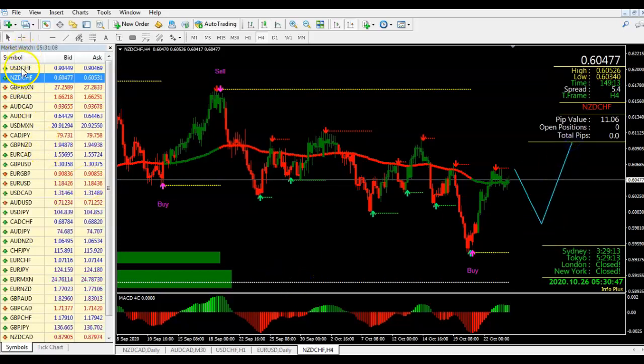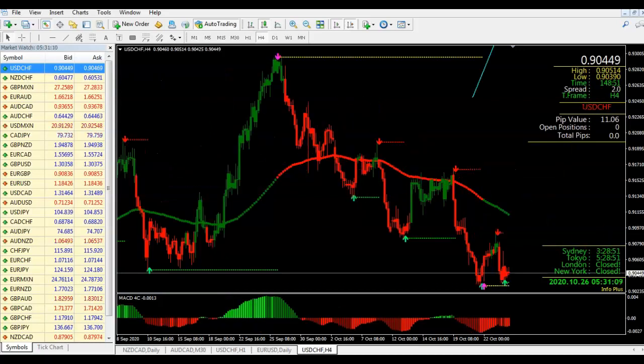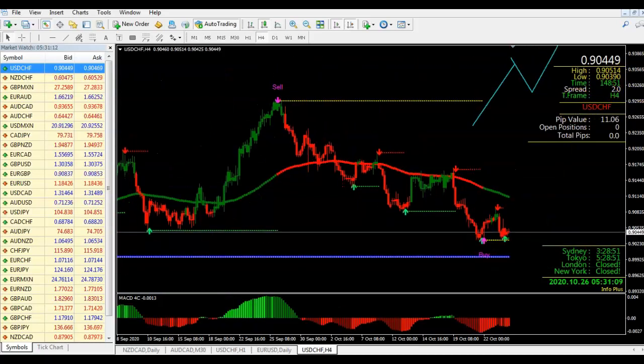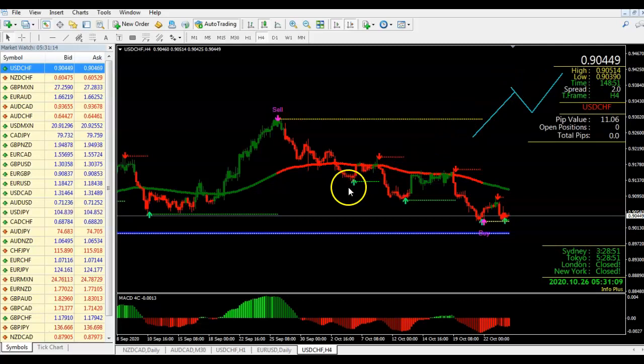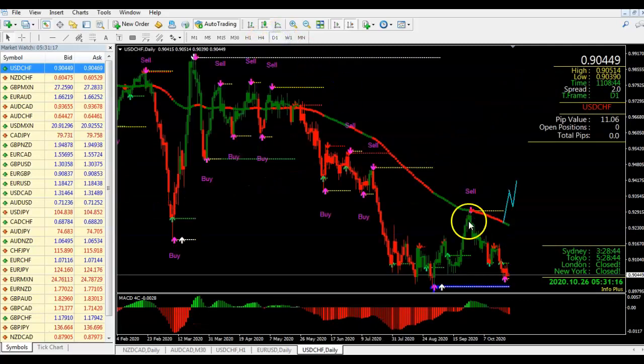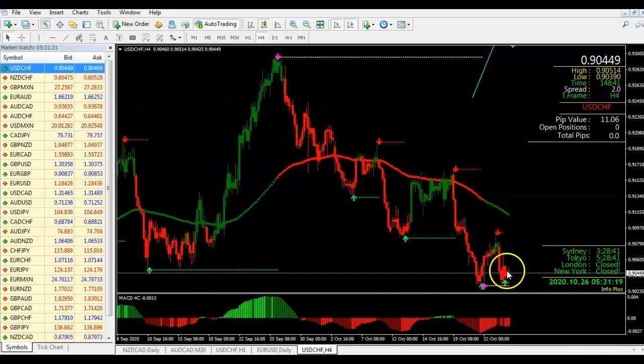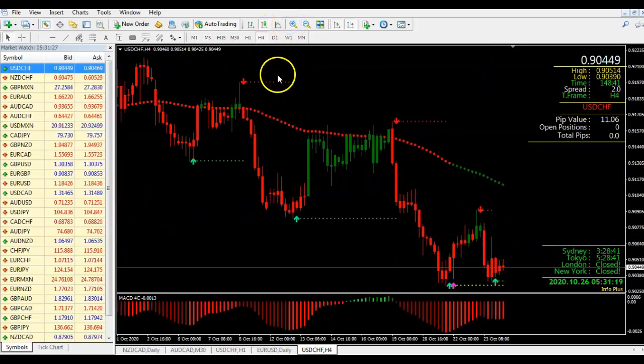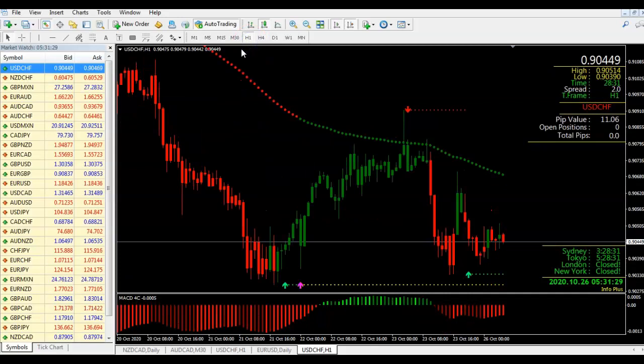For NZD CHF and the USD CHF, what do we have? Okay, in the USD CHF, we have a master trend coming up, and that's a good trade for this week. That's going to be my favorite trade of the week. Okay, let's go to the 1 hour. Yep, that looks like a real good trade for this week. So don't miss this trade.